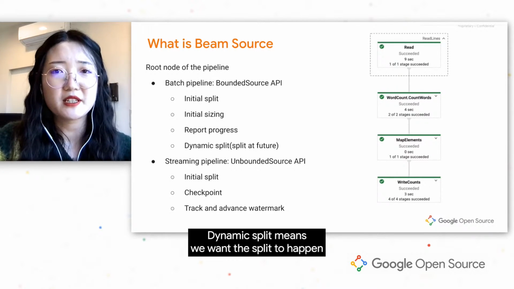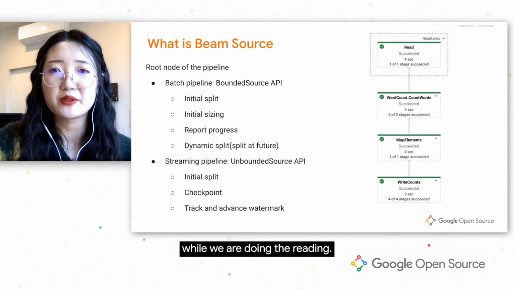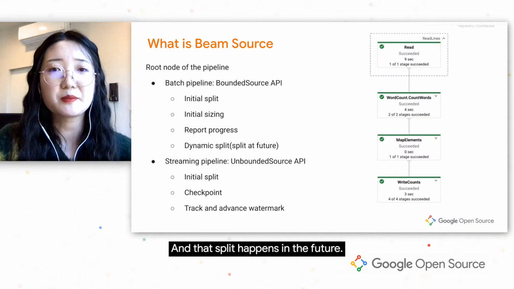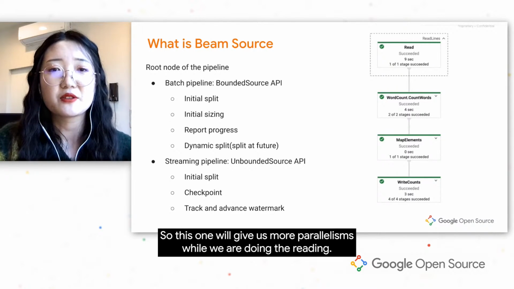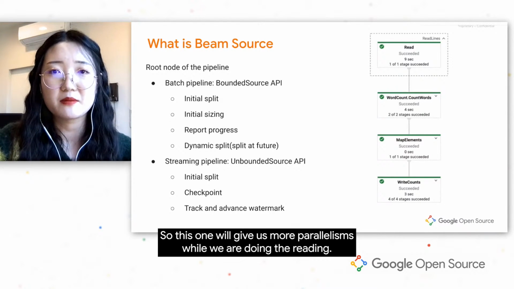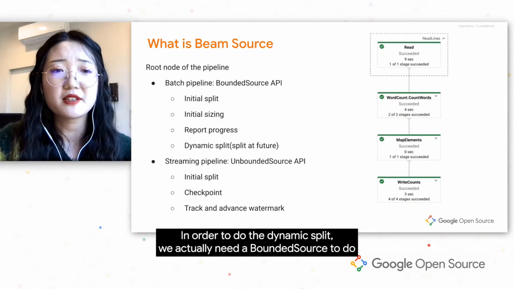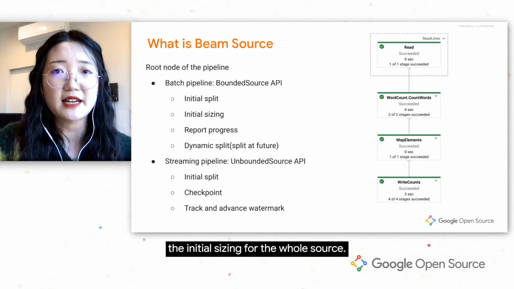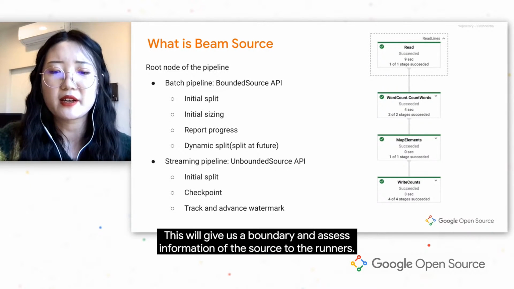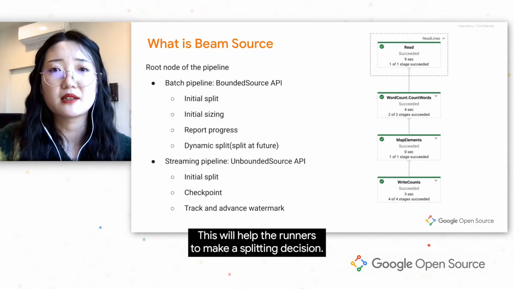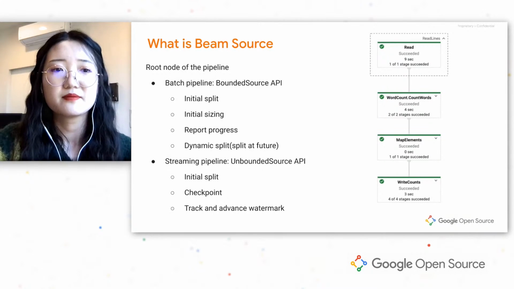Dynamic split means we want the split to happen while we are doing the reading, and that split happens in the future. So this will give us more parallelism while we're doing the reading. In order to do the dynamic split, we actually need a bounded source to do the initial sizing for the whole source. This will give the boundary and the size information of this source to the runners. This will help the runners to make the split decision.